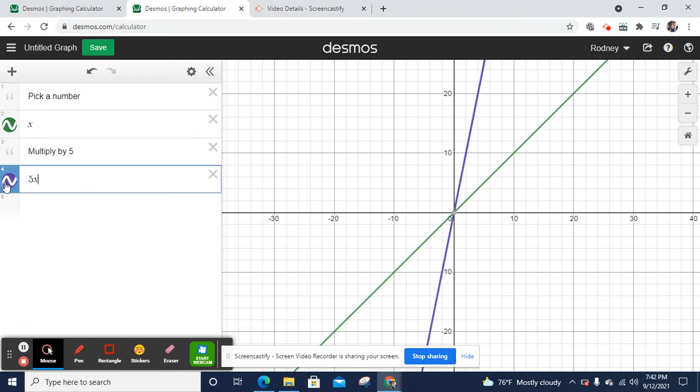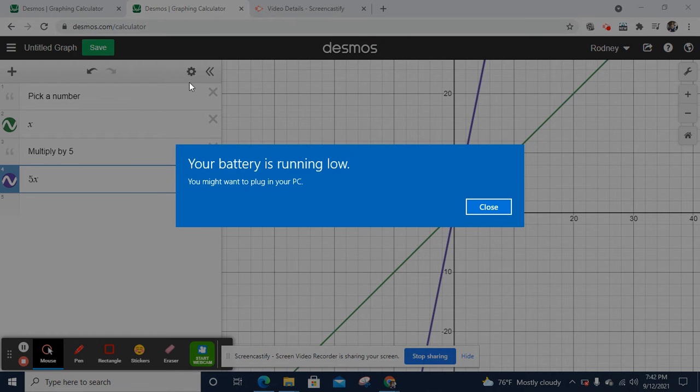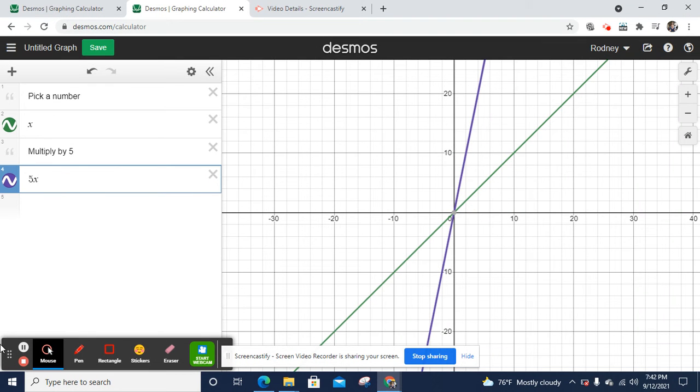So we multiply by 5. I don't have to simplify this in any way right now. And I have to pause because my computer wants power. Okay, cool. So I now have power on my computer, and we've multiplied our number someone picked by 5.